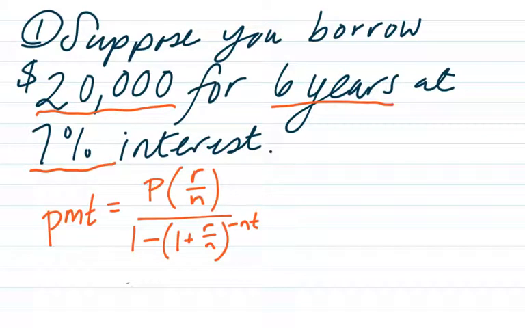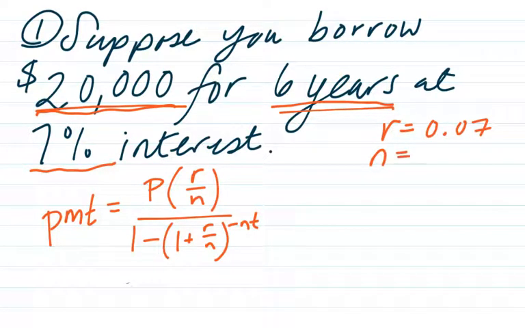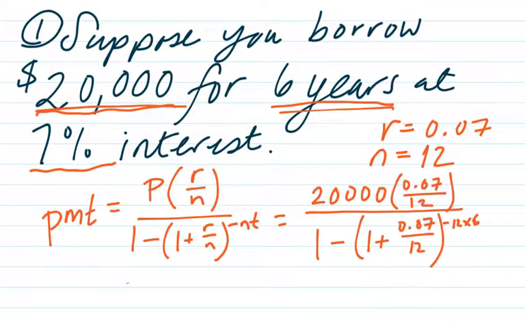We substitute in the values from the problem. We'll substitute 20,000 for the principal, 6 for time. The rate we're going to write as a decimal, which is 0.07. And we know, as we mentioned, because we're looking at monthly payments, that our n is 12. Here is the formula written out with all the substitutions made. Notice there are no more variables on this side.